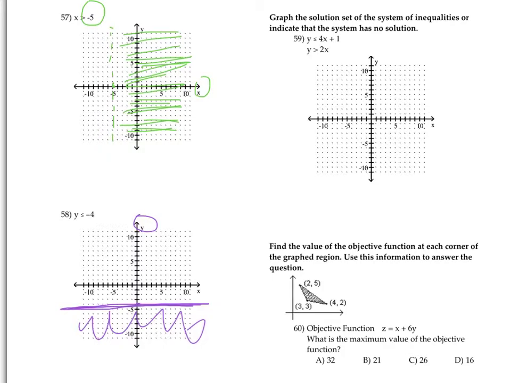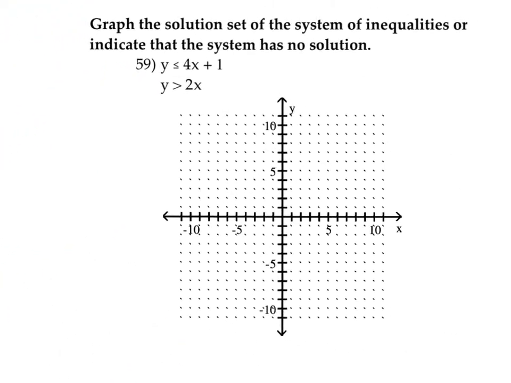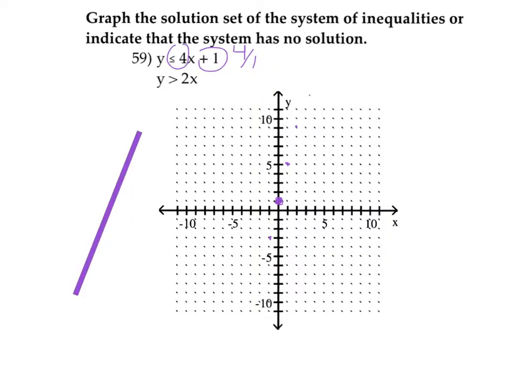This is going to be tough because of precision. Alright, so this first line, y-intercept of 1, so we put a dot at 1. Slope of 4, so that's 4 over 1. Rise 4, run 1. This is going to be a solid line. Alright, so that's that line that starts at 1 and goes up 4 over 1.